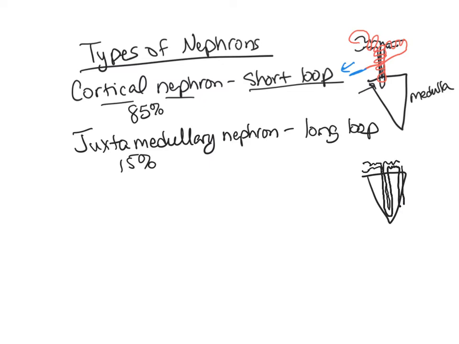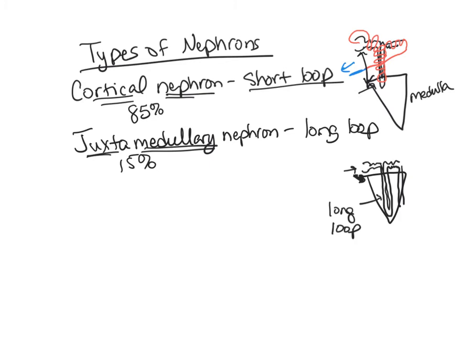All right, so what we see here is that we have a much longer loop. We also see that the nephron is closer to the medulla, right? So the medulla starts where that pyramid is. That's why we call it juxtamedullary, next to the medulla. Whereas the other one is cortical nephron because it's farther away from the medulla and it's more in the cortex.